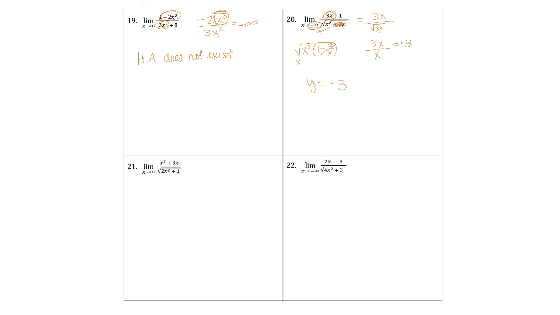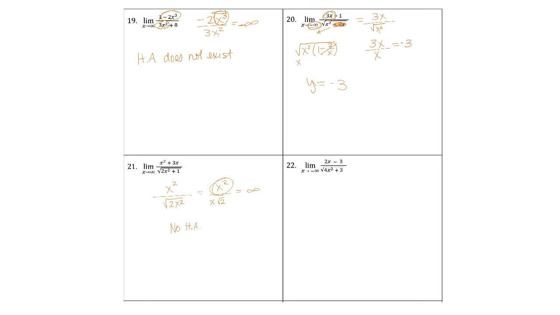Same idea again. With 21, the dominating power on top is x squared. The dominating power on bottom is going to be the square root of 2x squared. We are tending toward infinity, so really I'm going to have x squared over x root 2. And notice where most of the power is. That power is sitting up top, so this is going to tend toward infinity. And so here there's no horizontal asymptote.